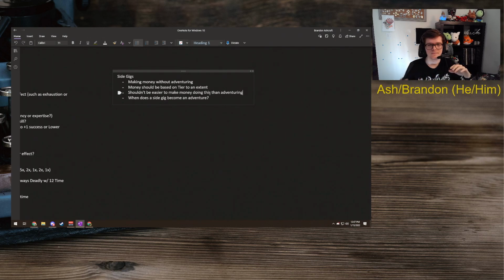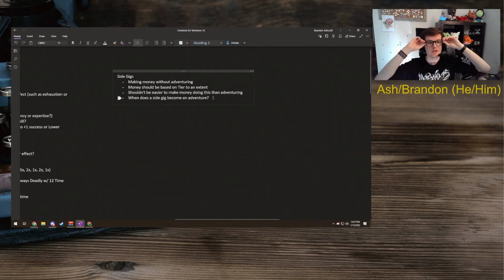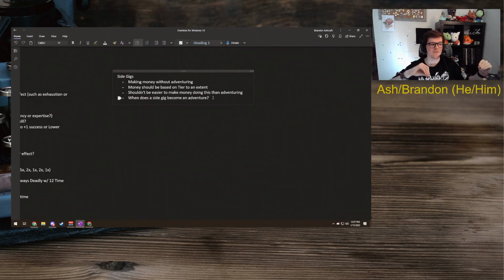So then it turns into, okay, if you're not making as much money and you have to do these side gigs, maybe you need a smaller adventure. And sorry, I got distracted earlier. It shouldn't be easier to make money doing this than adventuring. If your players are doing side gigs to make more money than they do from adventuring, you need to give them a money-making adventure. Because you're not providing the treasure for them to get the goals that you've agreed to.